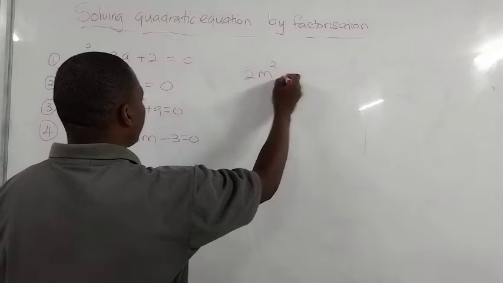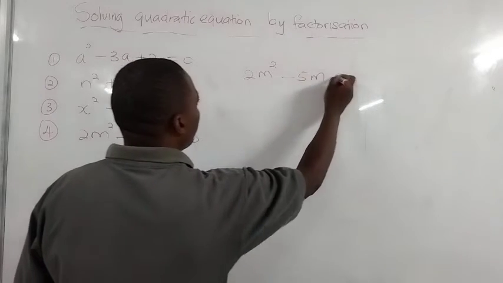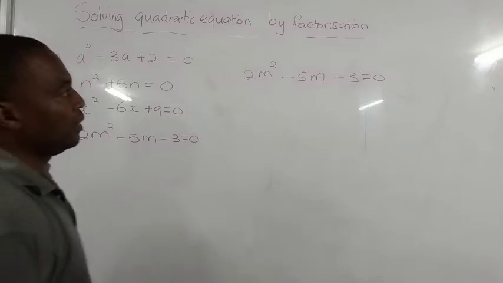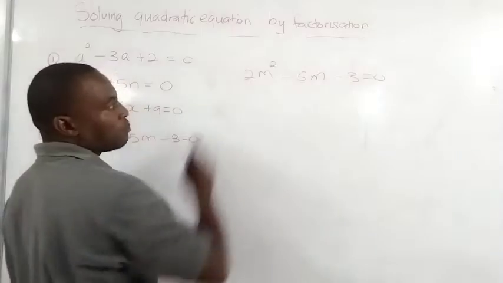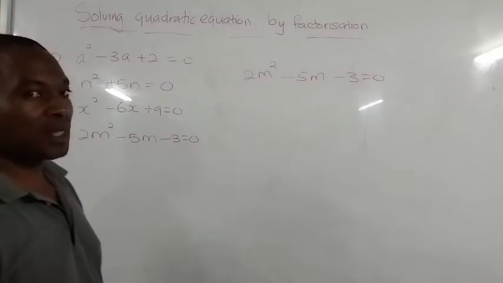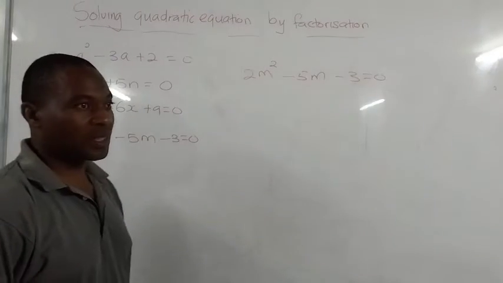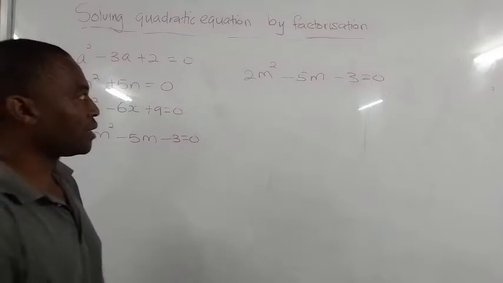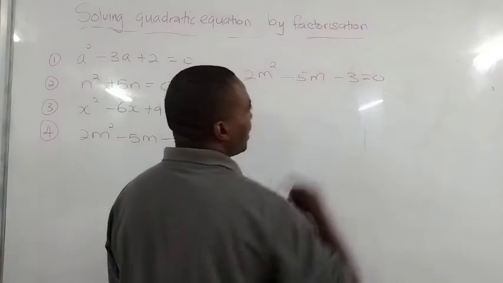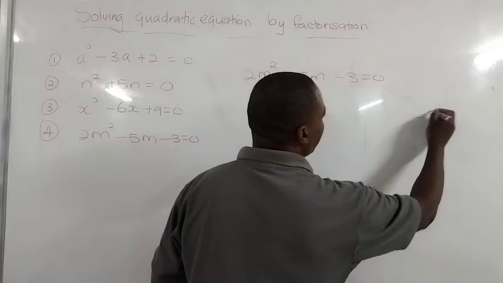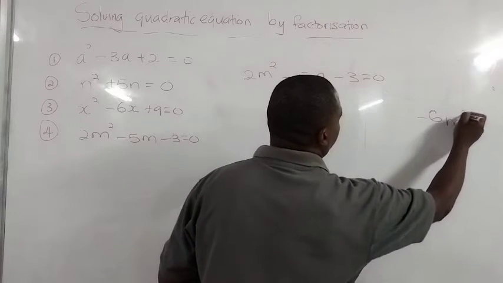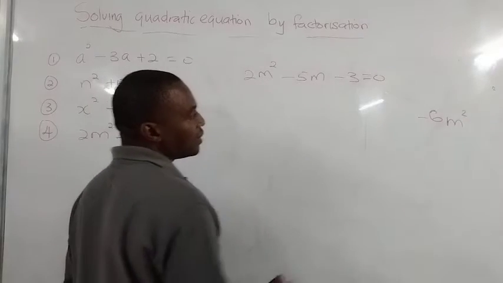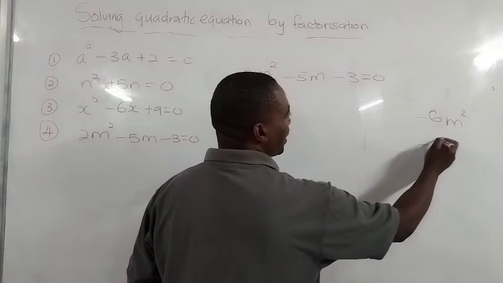And then the last question, 2m squared minus 5m minus 3 is equal to 0. Since the coefficient of m squared is not positive 1, we can't go straight to the shortcut method. Let's do the normal process. First term times the third term, we get negative 6m squared. Let's look for two numbers that multiply to give us negative 6. If we add them, we get negative 5m.